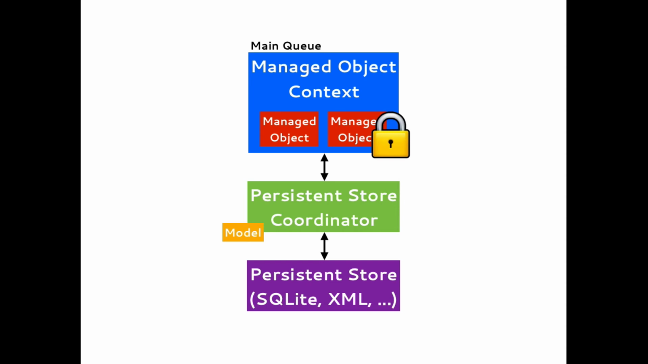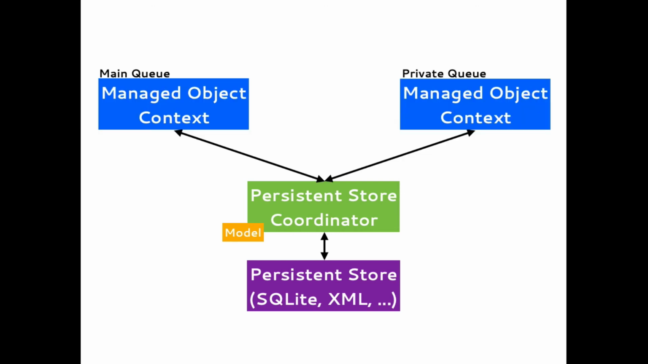The persistent store coordinator serializes all objects no matter what. So you're not going to be able to do multiple things at the same time. So you could go to a model like this, where you share a persistent store coordinator and you have a private queue and a main queue.